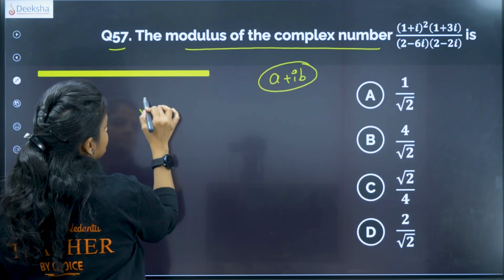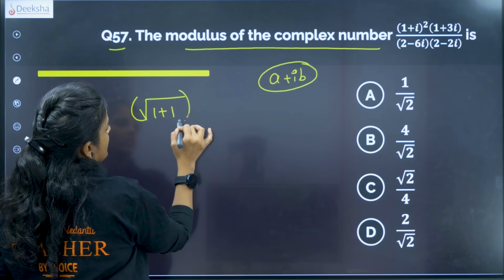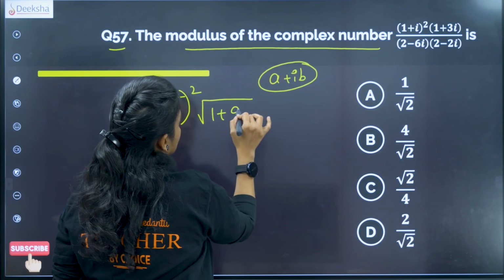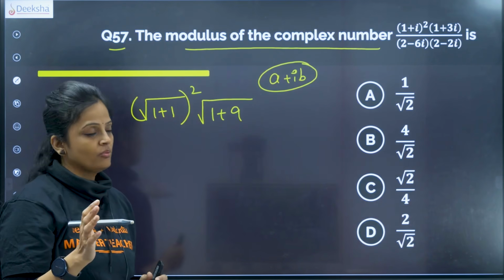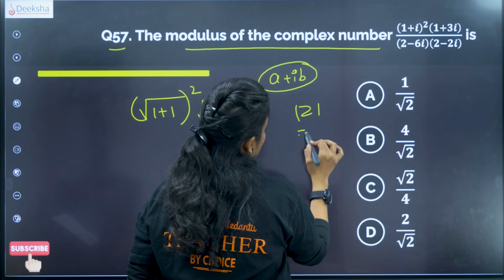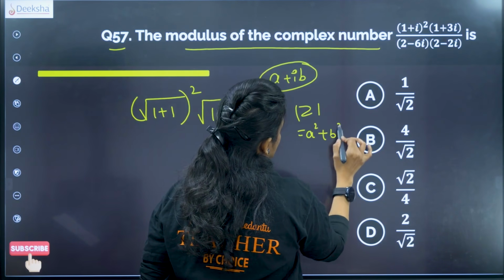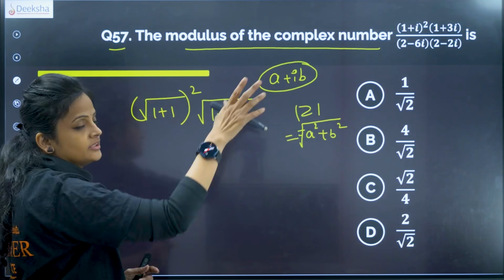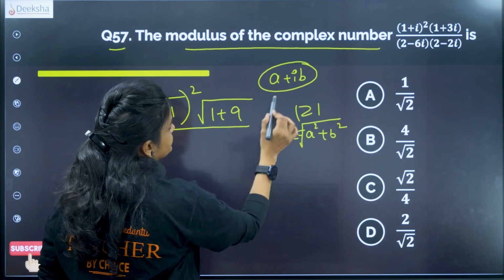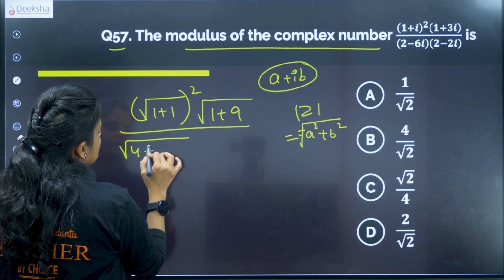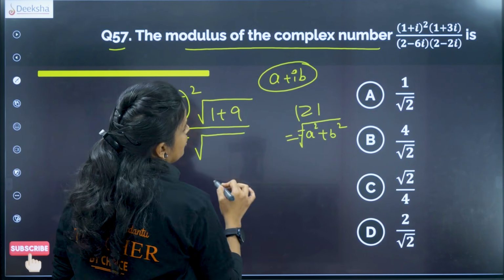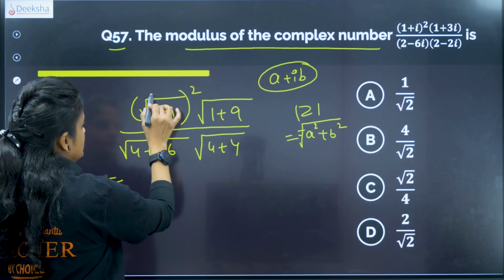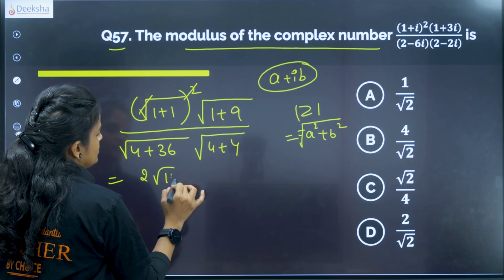So mod of that, 1 plus 1 square is the square root. Modulus is a square plus b square. I hope you know that. Mod z is equal to under root of a square plus b square. Right? So bring that for all the terms. Divided by root of 4 plus 36, root of 4 plus 4. That's all you have to do. Solve this.